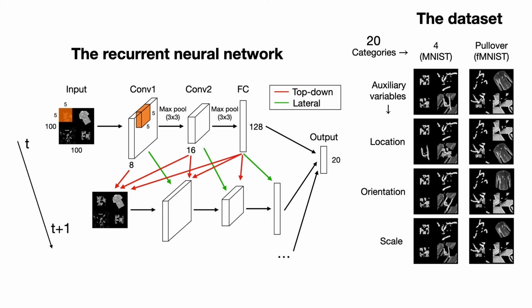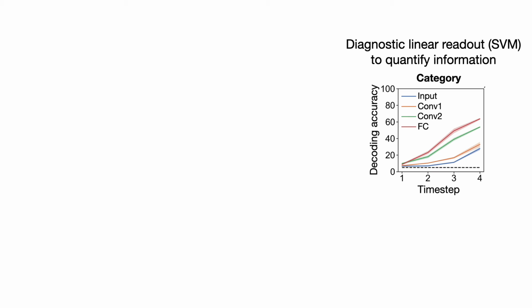So we had 20 categories, the 10 digits from MNIST and 10 objects from fashion MNIST. And these objects could move over the image, so that's the auxiliary variable of location. The objects could be tilted or not, that's the auxiliary variable of orientation. And then the objects could be small or big, that's the auxiliary variable of scale. So these are category orthogonal variables, and we wanted to see if these impact category inference.